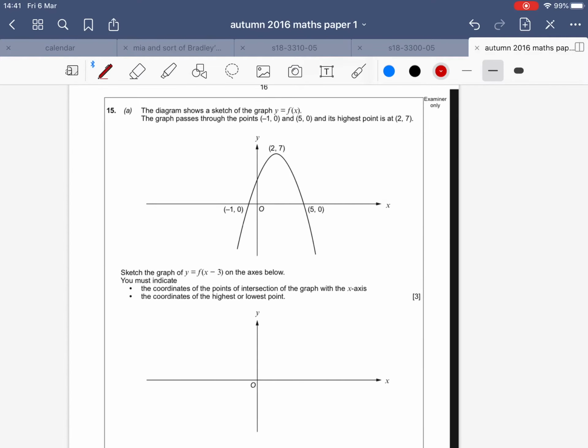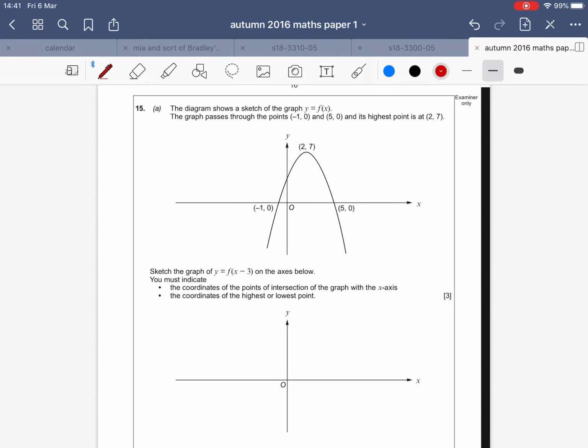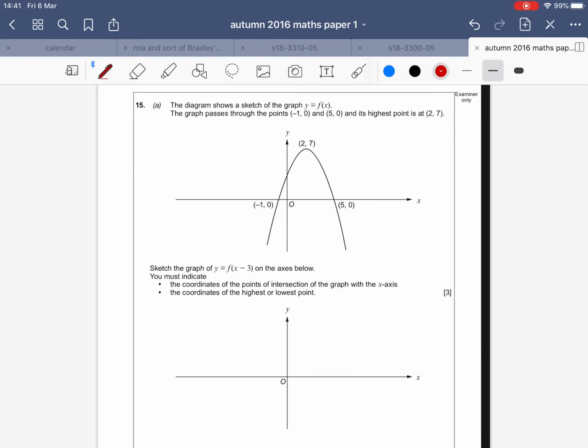Okay, the diagram shows a sketch of the graph y equals f of x. Lovely. We've got to sketch the graph of y equals f of (x - 3). Don't forget, when anything's in brackets, it means the opposite. When it's inside the brackets and we're taking away 3, it means we need to add 3. So we're moving it this way by 3.